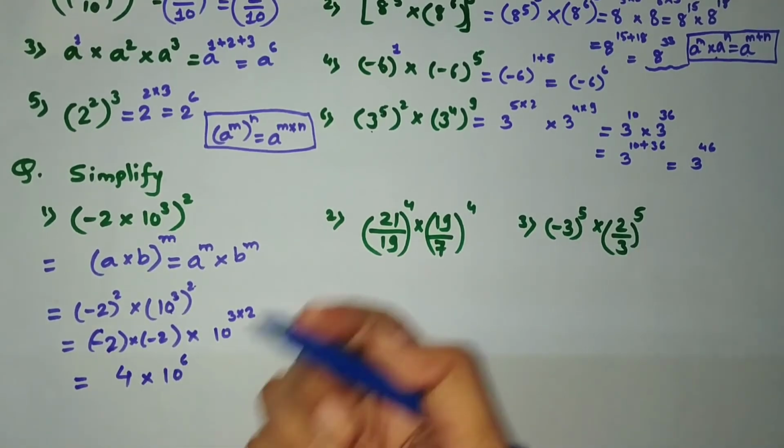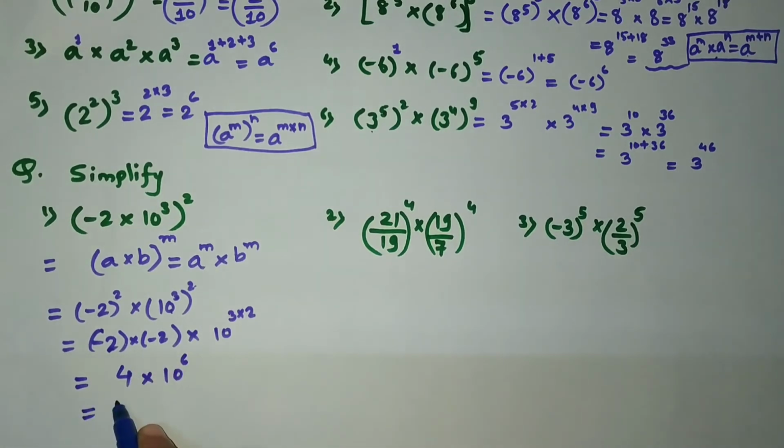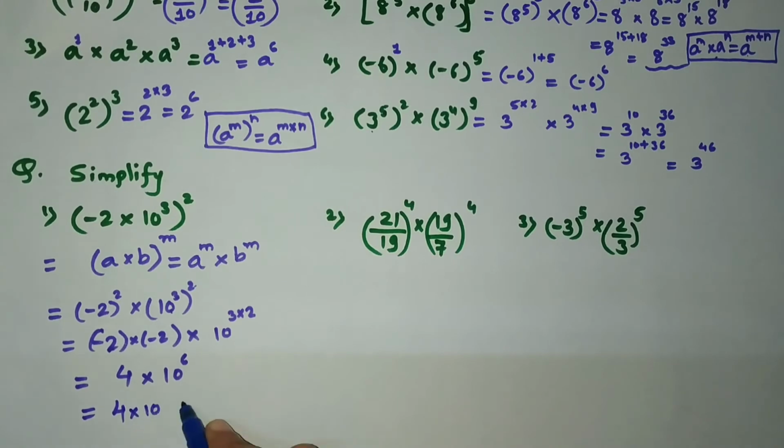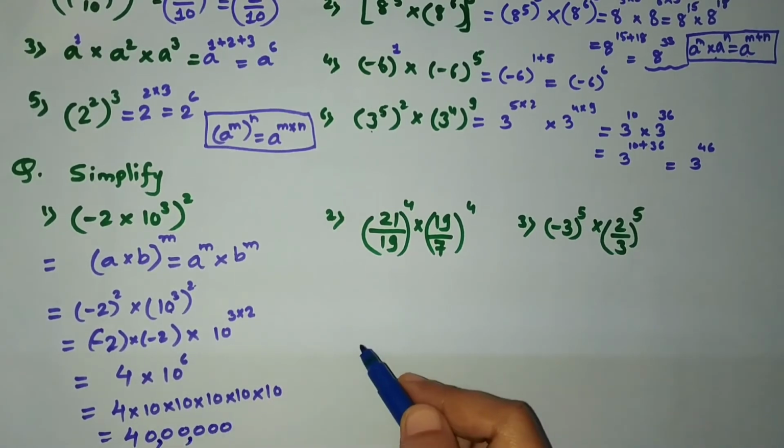10 to the power 6 means 6 zeros. That means we'll write 10 into 10 into 10, 6 times. That is nothing but 10 into 10 into 10 into 10 into 10 into 10. That means 1, 2, 3, 4, 5, 6, you need to give it 6 zeros. That means 40 lakhs you will get.